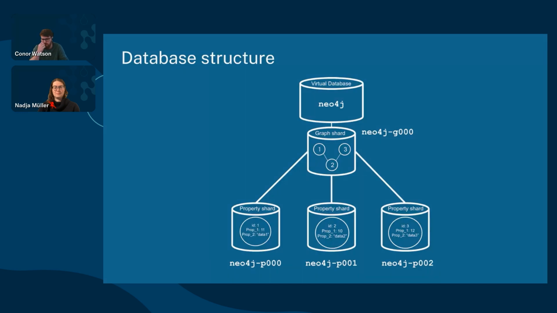And then it will create some components to that database. It will create your graph shard, which will be called Neo4j-G000. And then it will create a number of property shards that you specify when you create it. In this case, we've created 3.